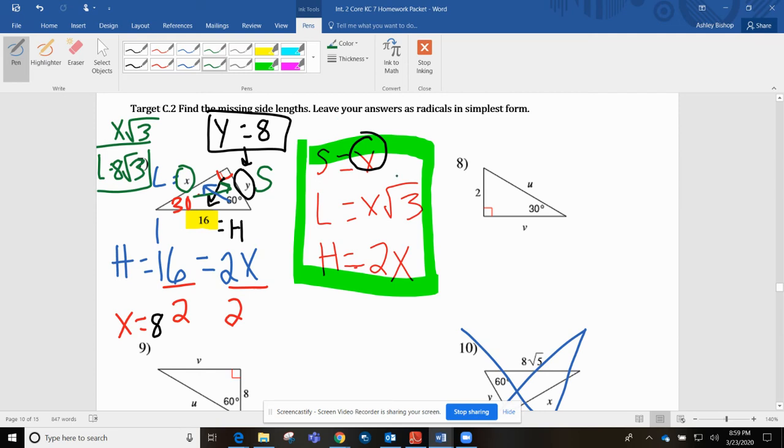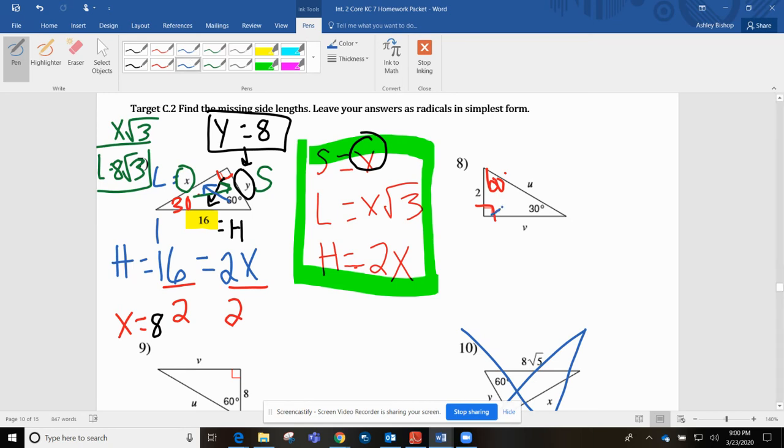And then I'm going to do question 8 with you guys. Question 8, same thing. Let's label our three sides, what we know. We're going to have our 30, 60, and our 90. So remember, here's my 90. Here's 30, so then I must have my 60. And then I'm going to label my sides.